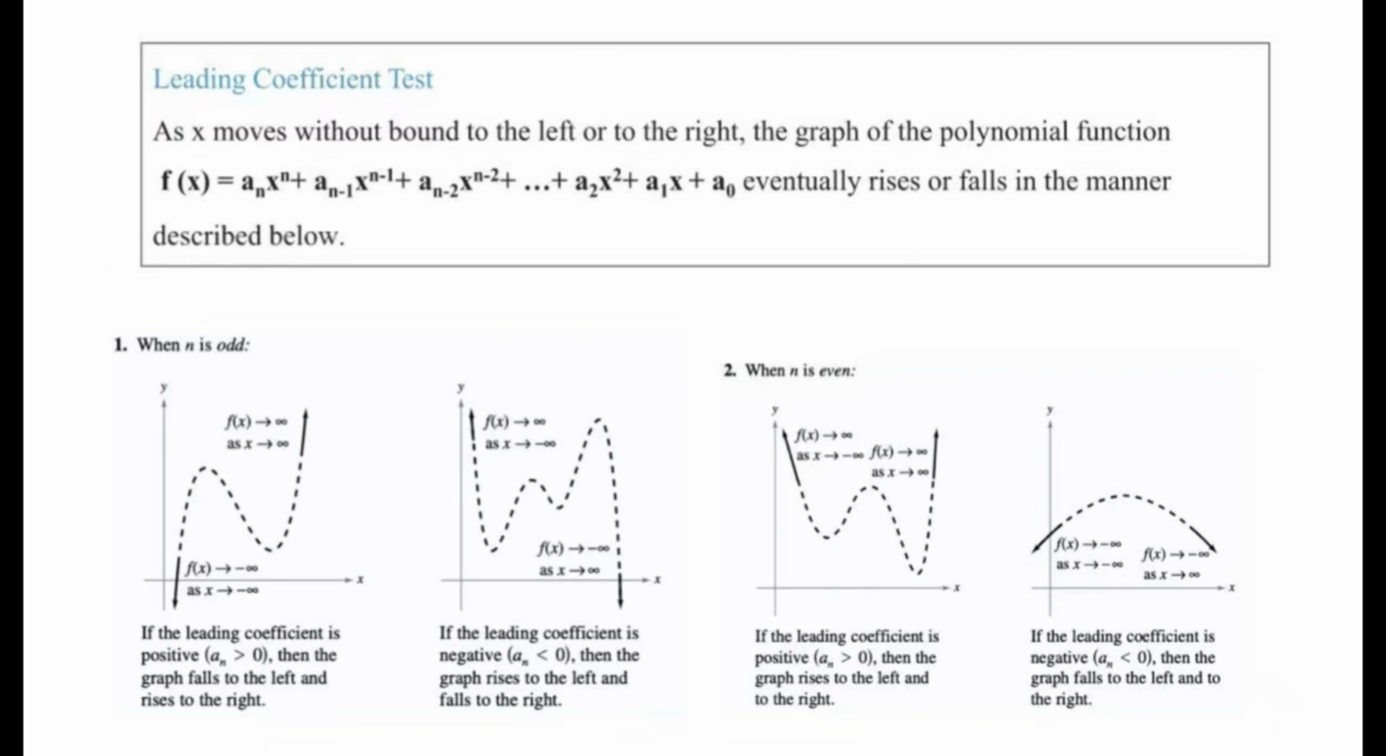When the highest degree of x is even, if the leading coefficient is positive, then the graph rises to the left and the right. If the leading coefficient is negative, then the graph falls to the left and to the right.